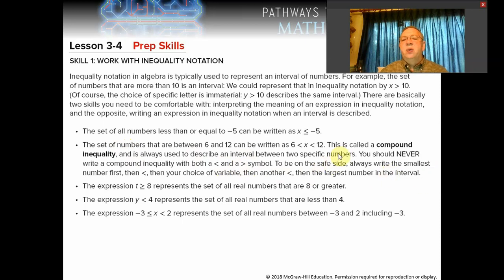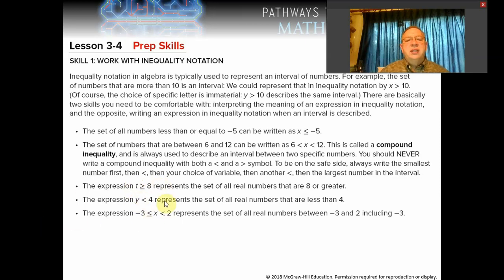To be on the safe side, always write the smallest number first, then the variable, then the largest number in the interval. If we did it the other way, the x's would be bigger than this, so it wouldn't work out correctly. The expression t greater than or equal to 8 represents the set of all real numbers that are 8 or greater. We could write this either way: 8 is less than or equal to t, or t greater than or equal to 8. We can swap those as long as the small side and the large side line up correctly.